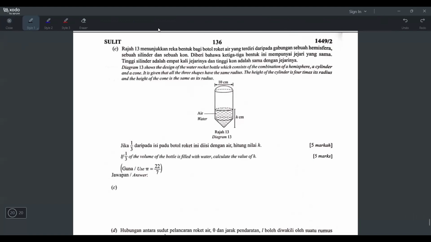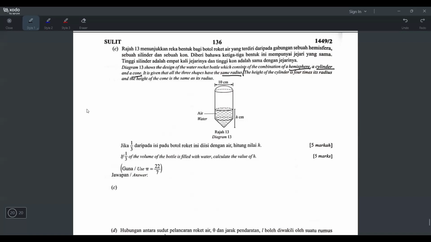Okay, let's do C. Diagram 13 shows the design of the water rocket bottle, which consists of a combination of hemisphere, cylinder, and cone. So this is the hemisphere, this is the cylinder, this is the cone. Three shapes combined. It is given that all three shapes have the same radius. The height of the cylinder is 4 times the radius and the height of the cone is the same as the radius.